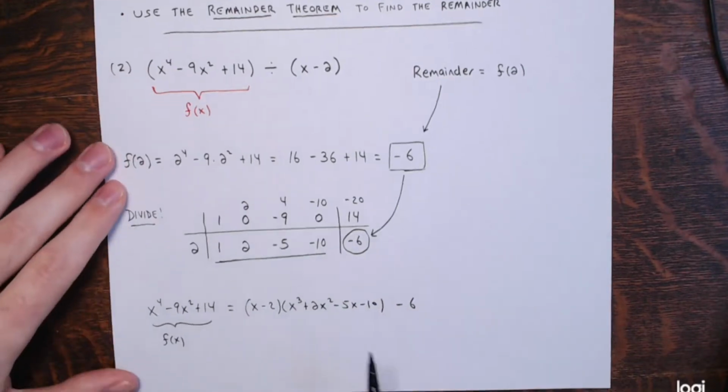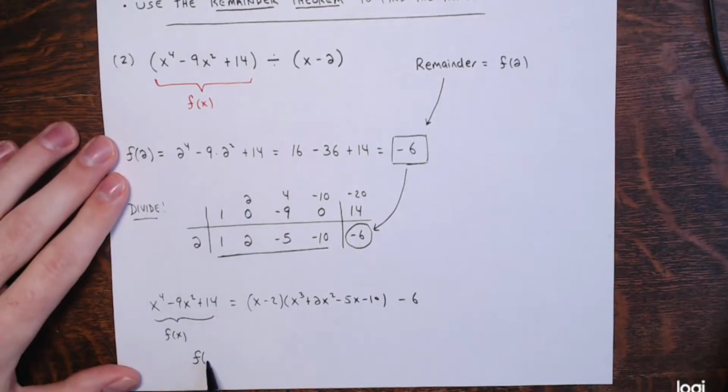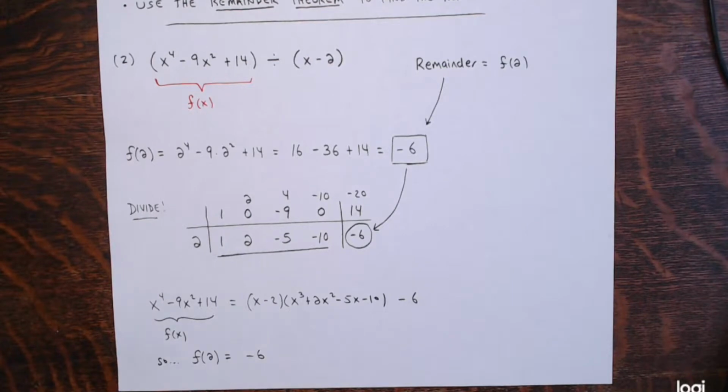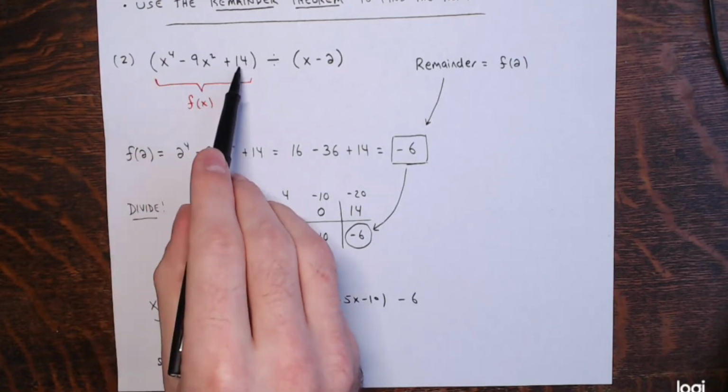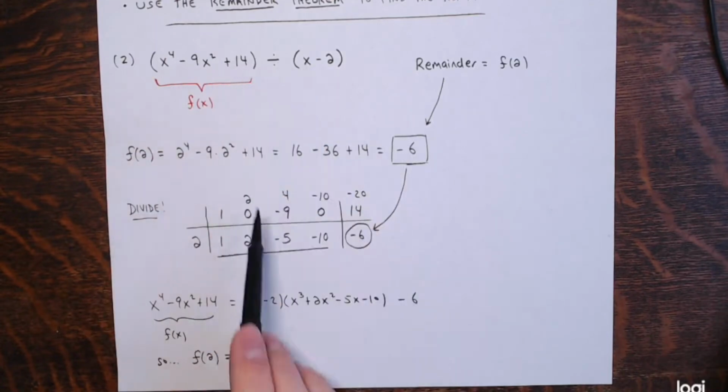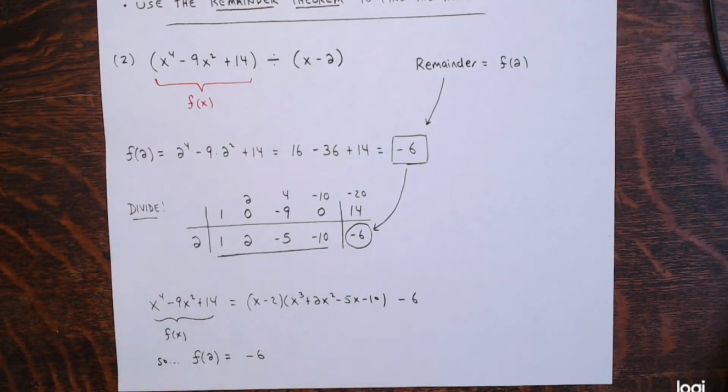So if you were to plug in 2, you see you got 2 minus 2 here. This would be nothing. And then you got minus 6 at the end. So it gives me the remainder. Either way, you plug in 2 to the numerator, the dividend, you get negative 6. You actually do the division, you get a remainder of negative 6. Either way, they should be the same thing. That's what the remainder theorem states. All right, let's do that again.